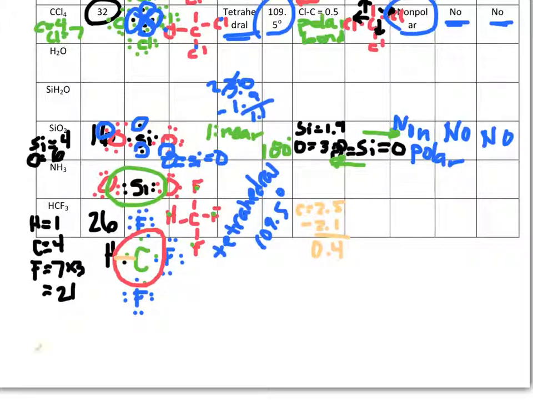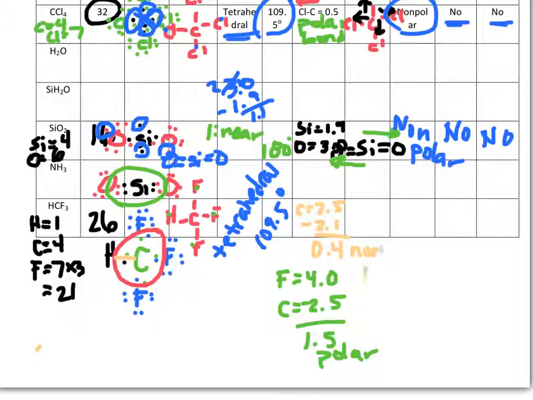Okay. All right, so next up is we've got carbon and fluorine, carbon and fluorine, carbon and fluorine. Okay, so let's do the difference between carbon and fluorine. Fluorine has an electronegativity of 4.0. Carbon has an electronegativity of 2.5. If we subtract it, we get a difference of 1.5. This is polar. Okay, remember versus nonpolar. If it's polar, we gotta do our arrows.